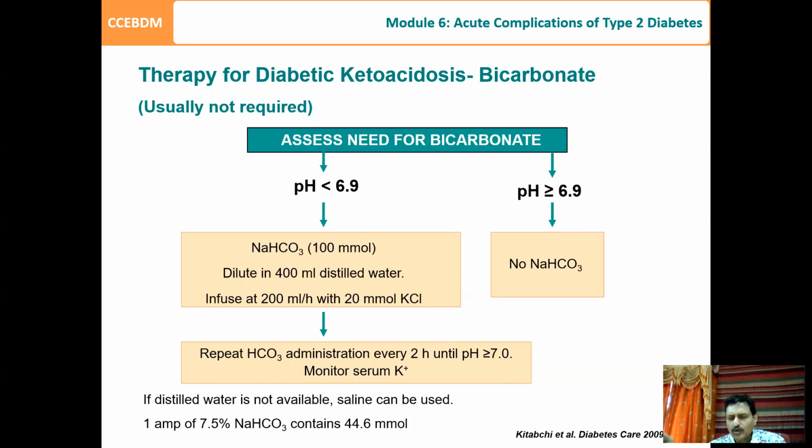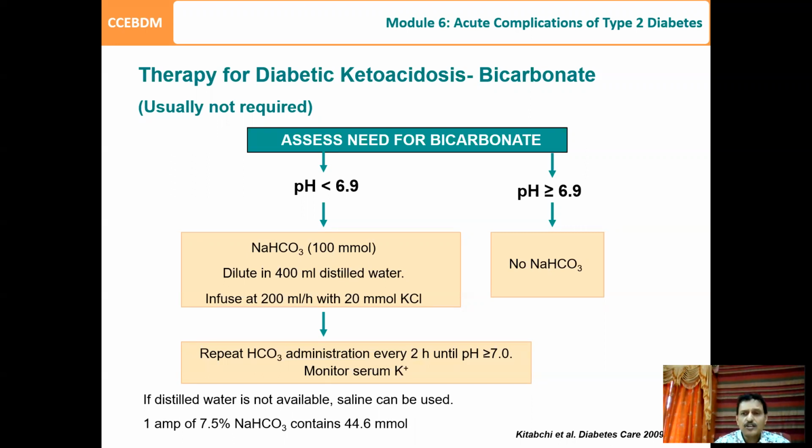Hyperglycemia can be corrected faster than the ketogenic process. If the hyperglycemia is corrected, it does not mean that we have to stop the insulin infusion, because the ketogenic process requires more time to get corrected. So continue the insulin infusion along with the glucose drip. That will correct the ketogenic process.